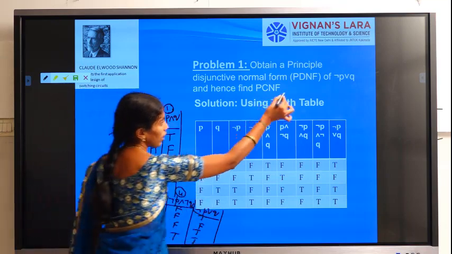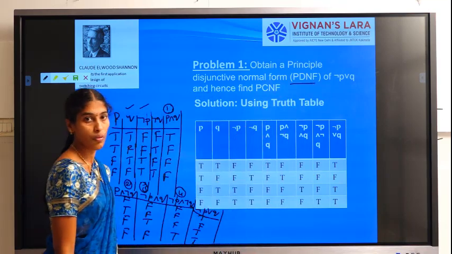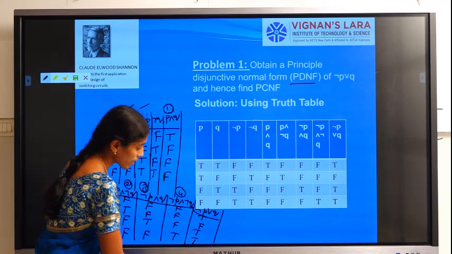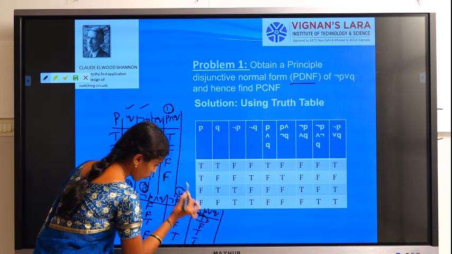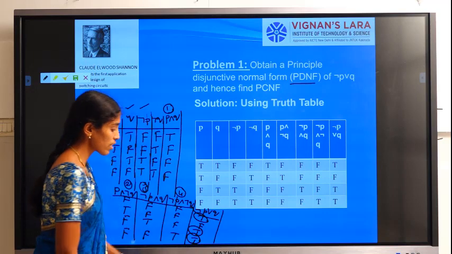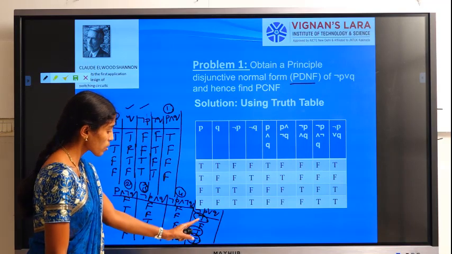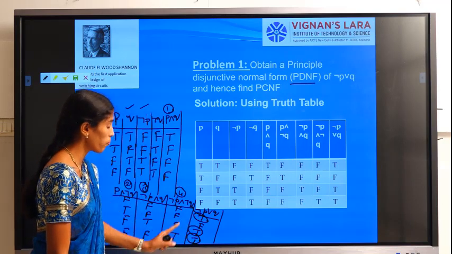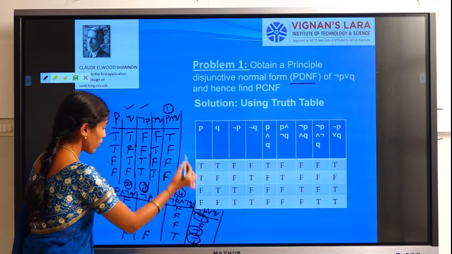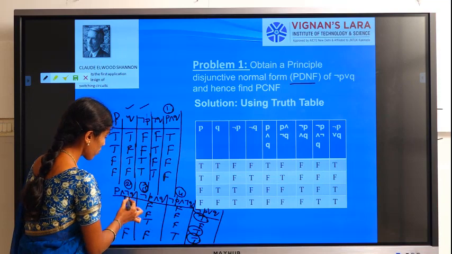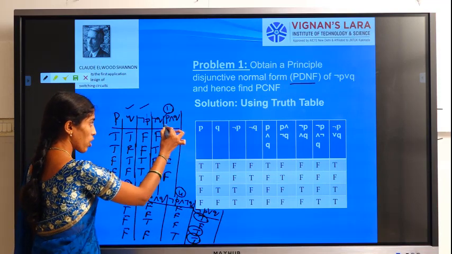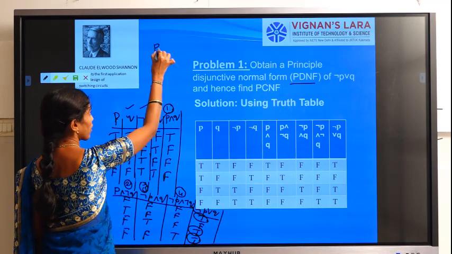Now while we calculate the PDNF, we need to check the truth values of the given proposition where it is true. It is true in the first case, third case and fourth case. Corresponding to this first T, the min term which is T, if you observe here it is false, false, false. Only in one case it is T, that is the corresponding min term P and Q.